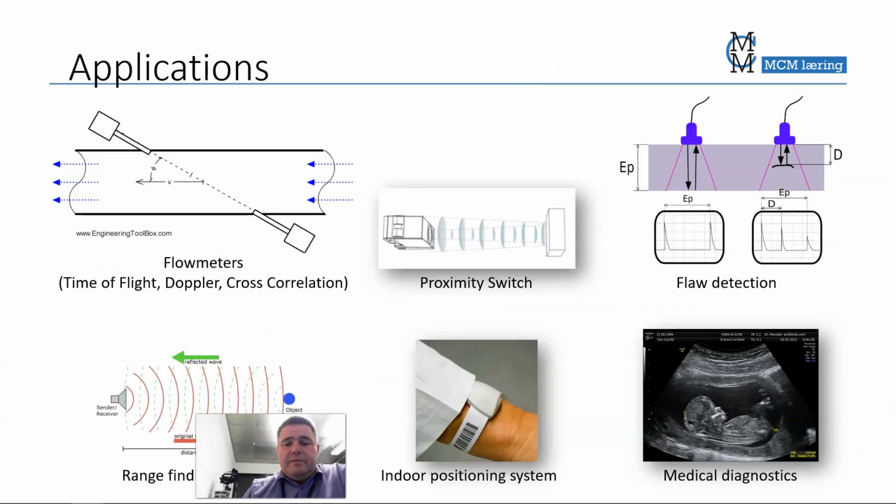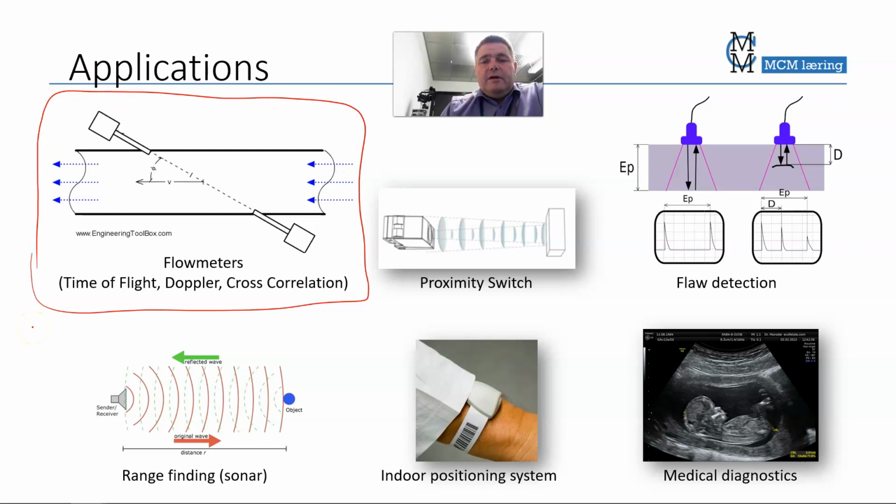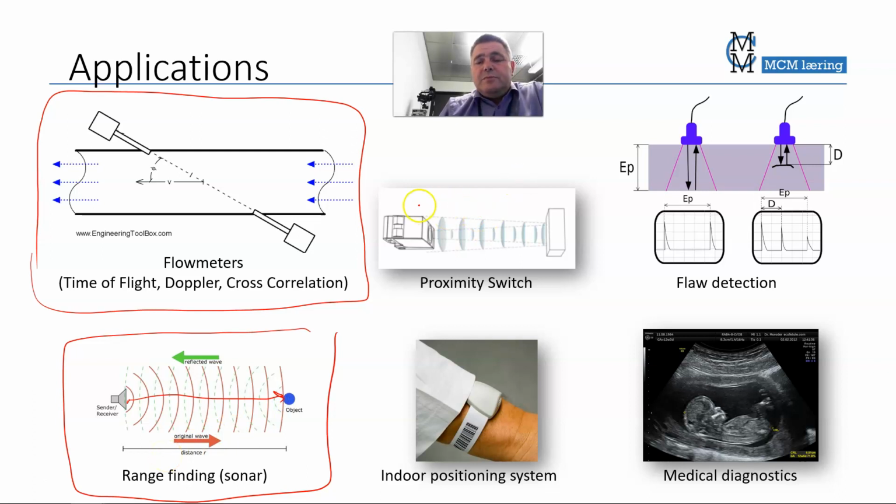And the applications may be, for example, ultrasonic flow meters. We have talked about a few of them last week. You can have sonar, which is basically range finding, so you can use ultrasound to determine the distance between the transceiver and some object. You can use it as a proximity switch, which means that you can find out if there is an object or not in the path of the ultrasound. You can use it for flaw detection, which means that it can discover cracks, for example, in a pipe.